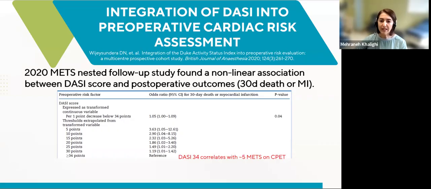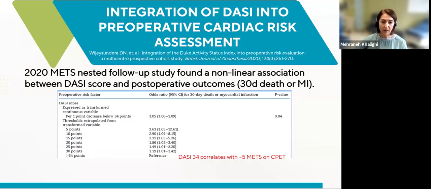Patients with self-reported DASI scores of less than 34 experienced greater risks for 30-day postoperative death or MI, which is why this cutoff was included in the updated ACC/AHA guideline to determine the need for further cardiac risk stratification or optimization before elective surgery. As you can see, the odds of 30-day postoperative death or MI is about 50% higher in a patient with a DASI score of 25 compared to a patient with a score of 34 or higher.